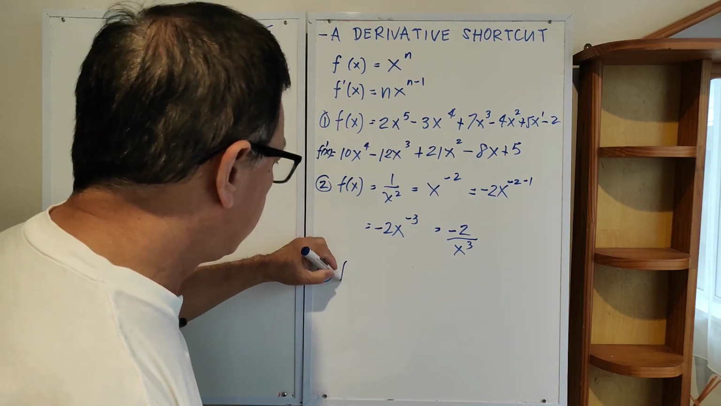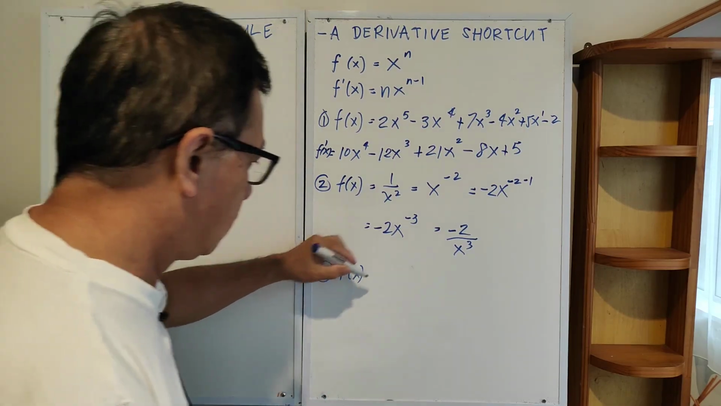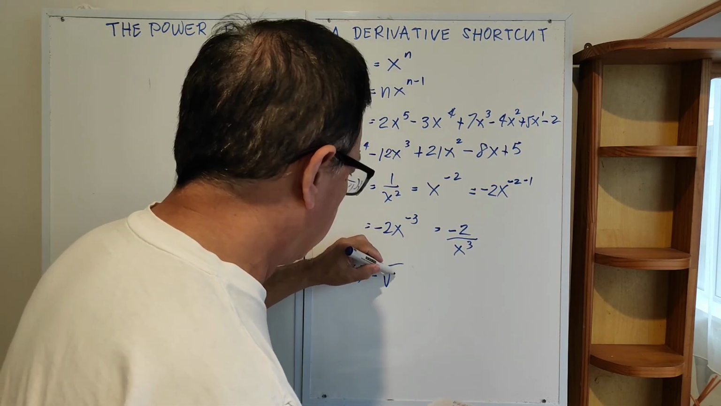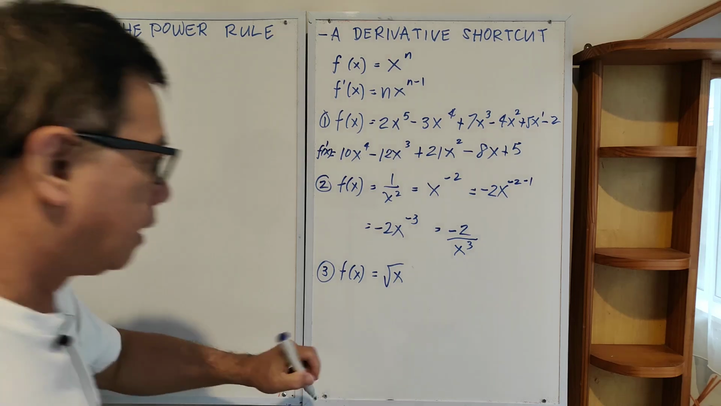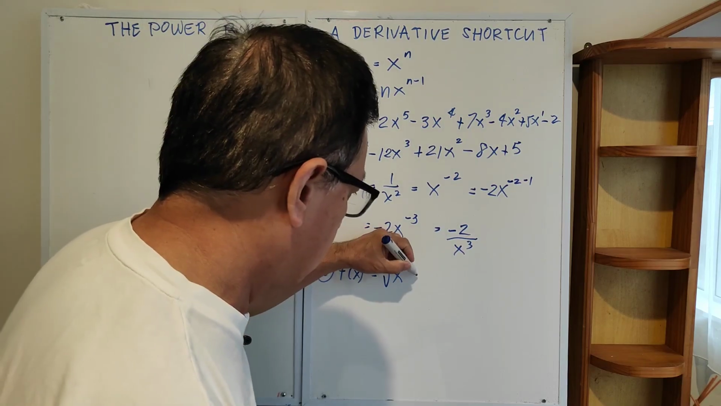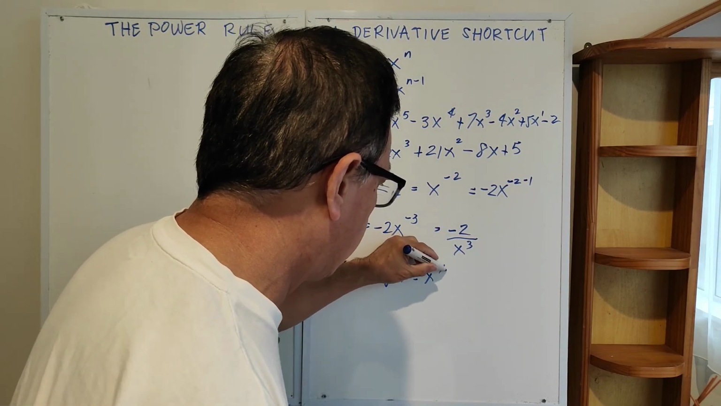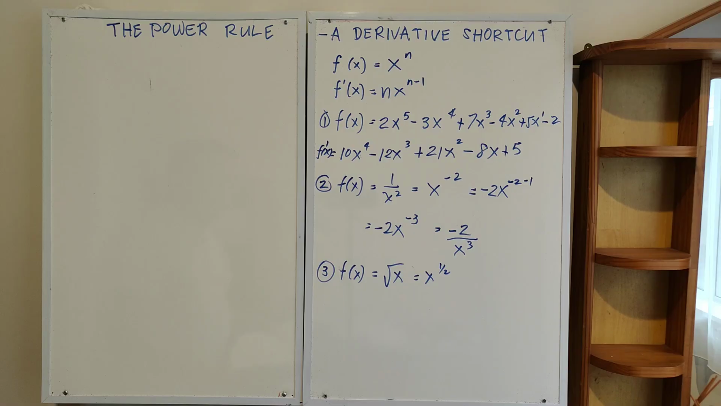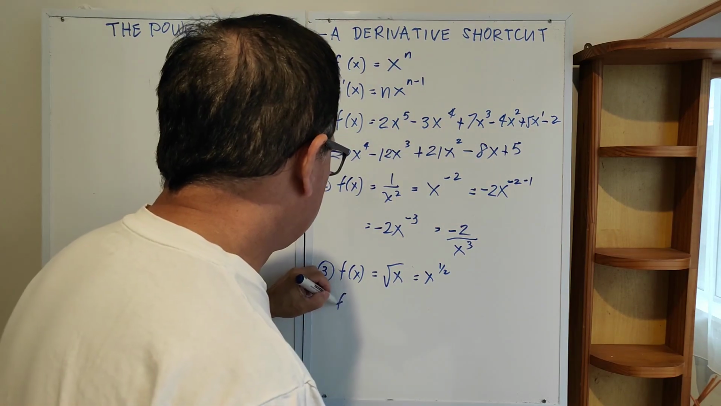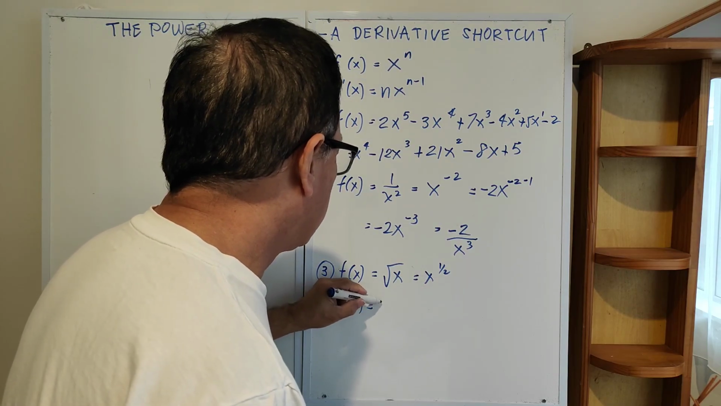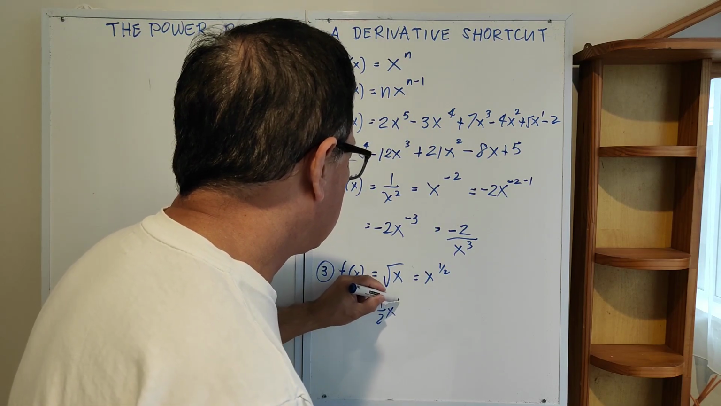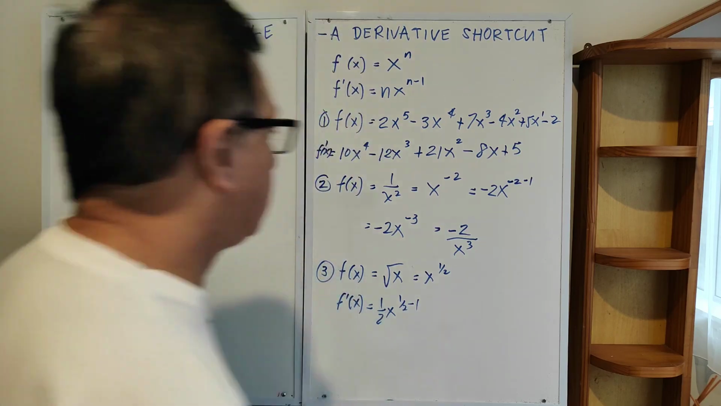Example 3. So what if your function is a square root? So a square root of x. Now we can rewrite the square root as a fraction exponent. So this is equivalent to x to the 1/2. So using our formula, so f prime of x, this one 1/2 goes in front of x, so 1/2 x to the 1/2 minus 1.